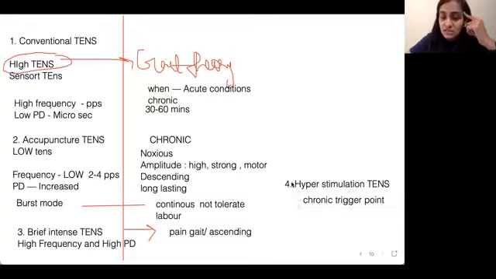Yes, hyperstimulation TENS is identically similar to your acupuncture TENS or your low TENS. Parameters are also similar. The only difference is that for hyperstimulation TENS, it's a small chronic trigger point or acupuncture point, and you're not giving it for 15-20 minutes like your acupuncture TENS. You're giving it only for 30 to 60 seconds, a very strong amplitude for 30 to 60 seconds. That's the difference between your acupuncture and your hyperstimulation TENS. Clear?